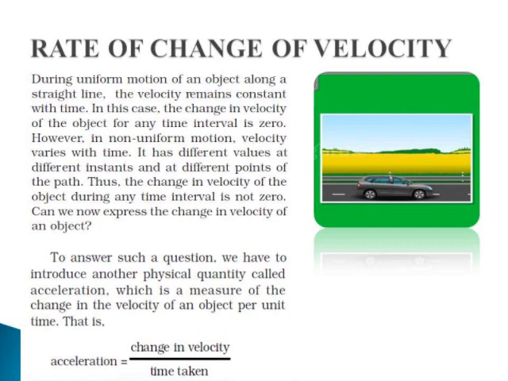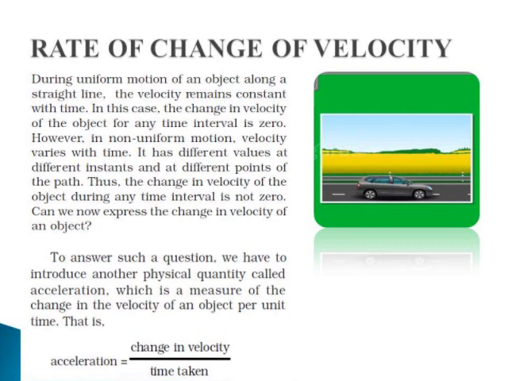Rate of change of velocity. During uniform motion of an object along a straight line, the velocity remains constant with time. In this case, the change in velocity of the object for any time interval is 0. However, in non-uniform motion, velocity varies with time. It has different values at different instants at different points of the path. Thus, the change in velocity of the object during any time interval is not 0. Can we now express the change in the velocity of an object?